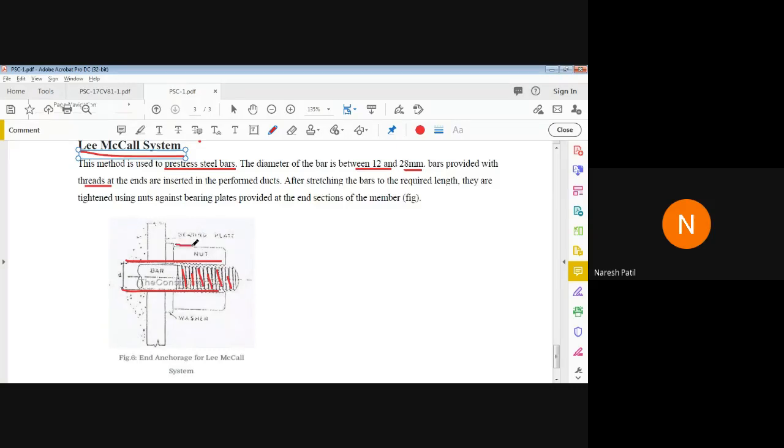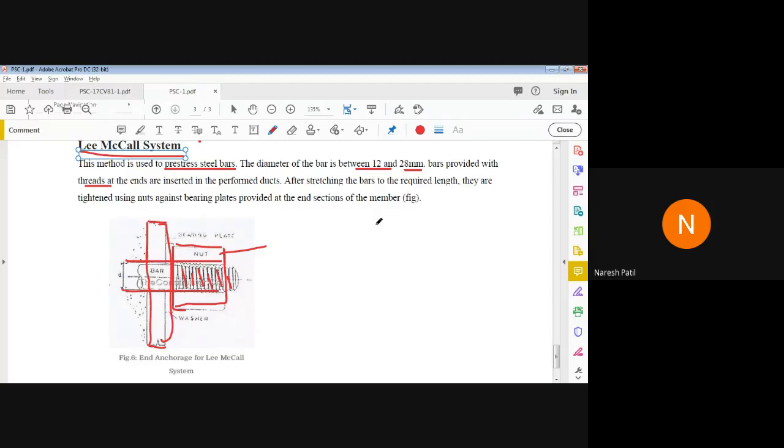You can see this is the nut, like our nut and bolt system. It will be tightened using the nut against the bearing plate. So this is called the bearing plate, provided at the end of the section of the member. So this is called the Lee-McCall system.